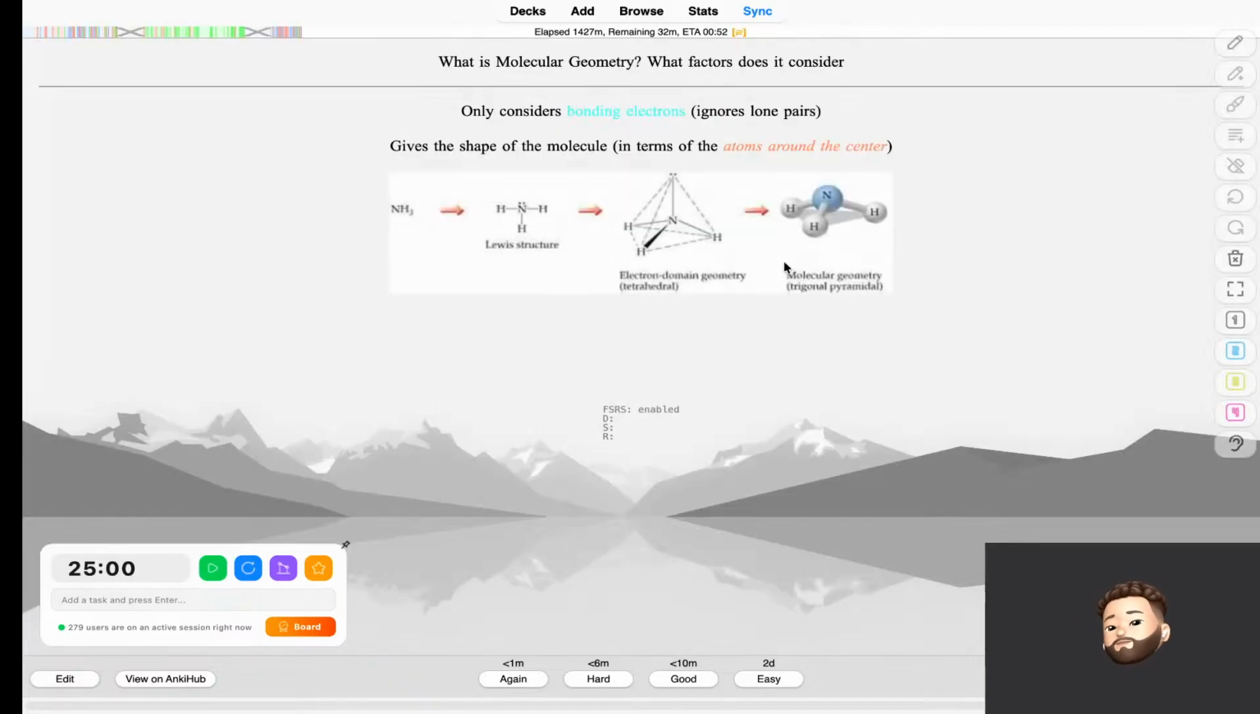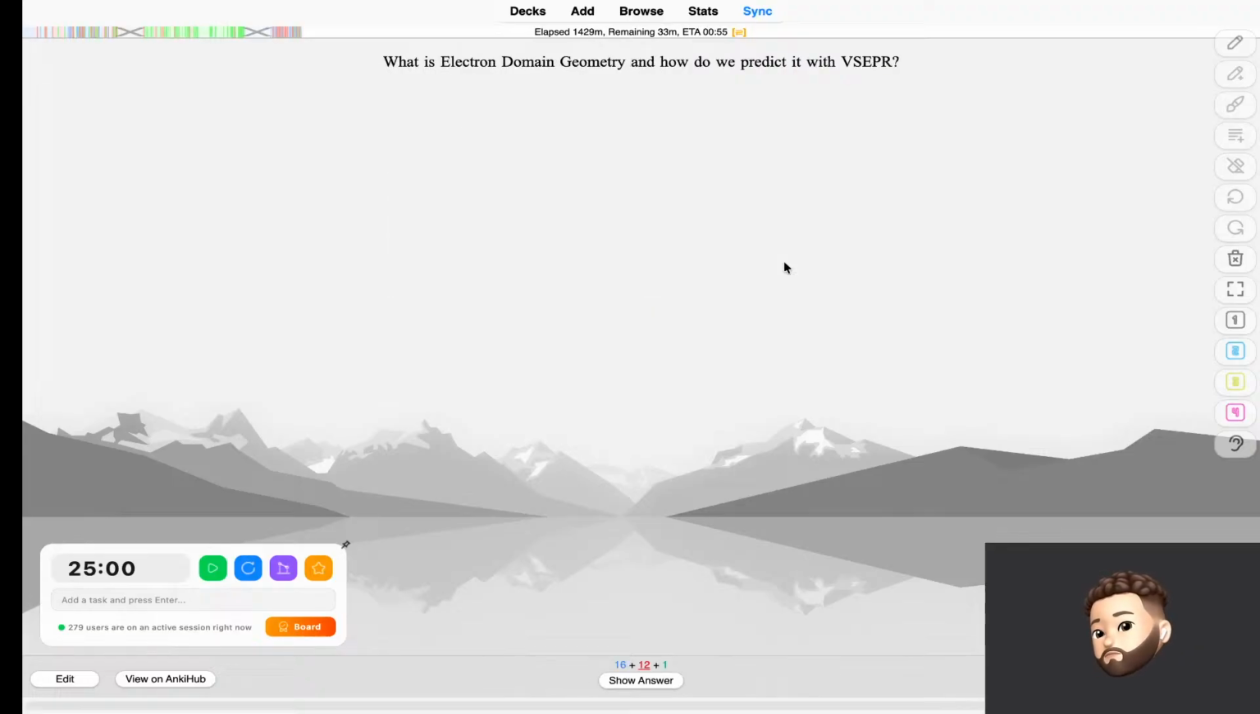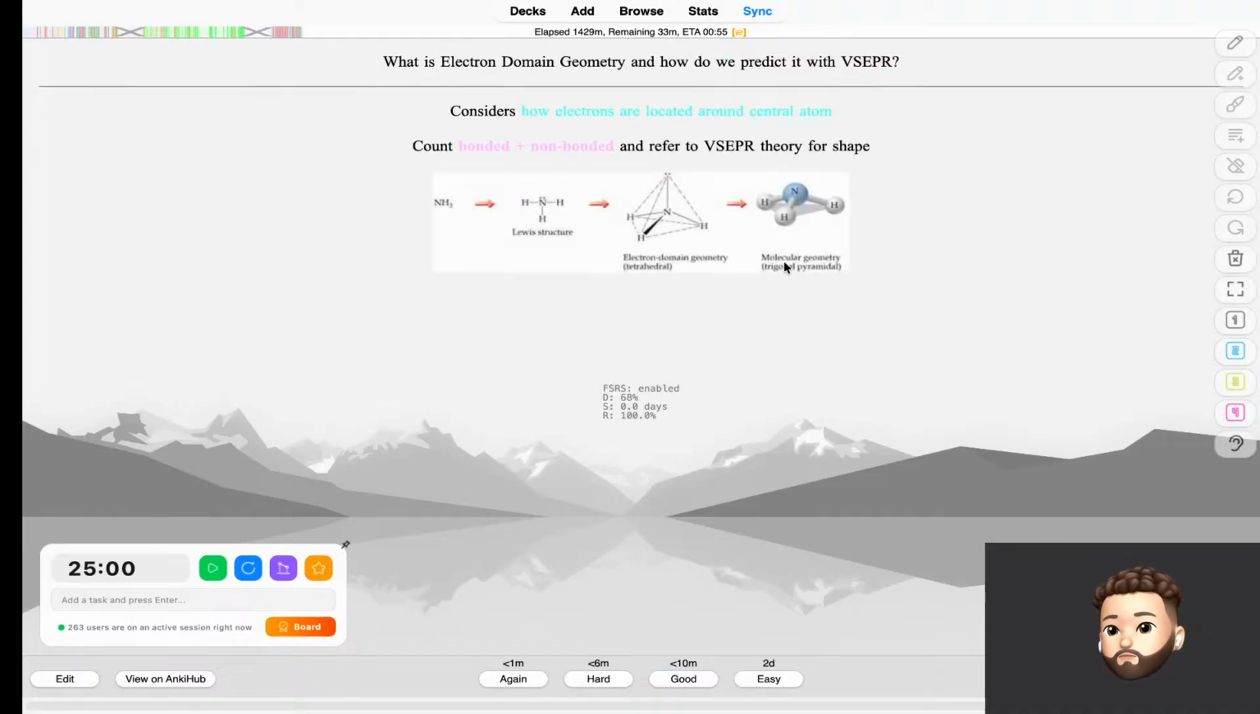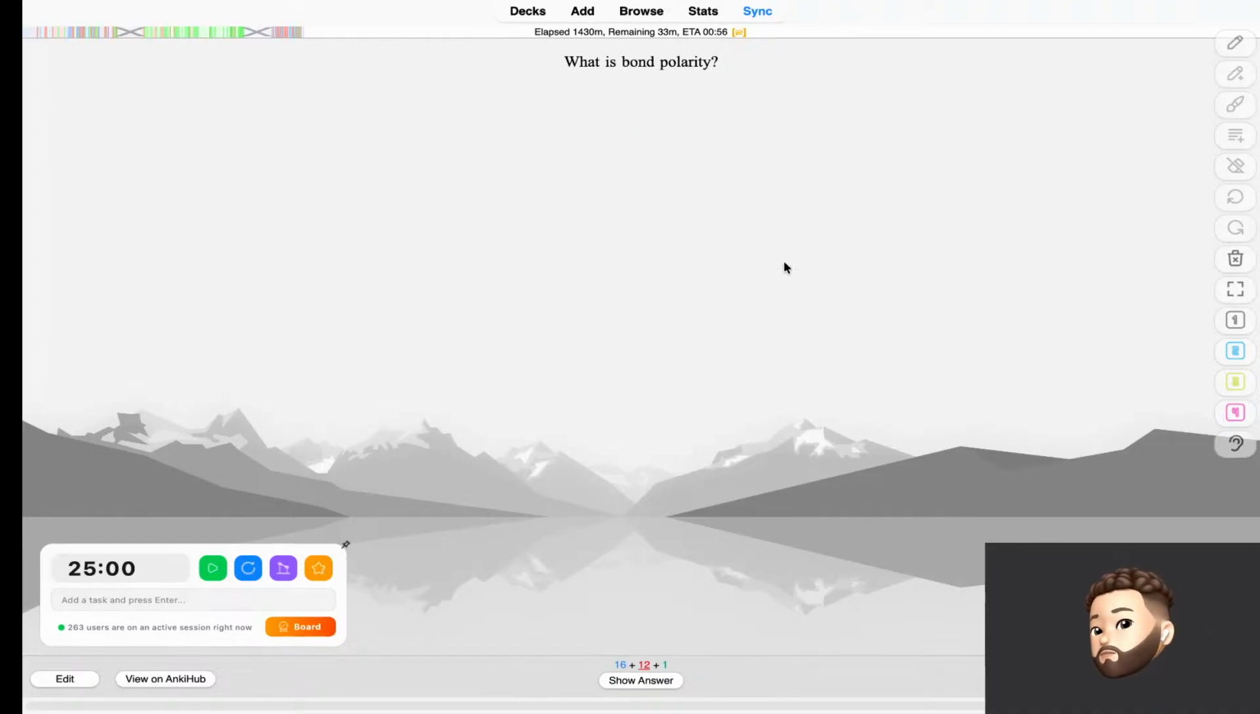Okay. What is electron domain? It considers the distribution of electrons around the molecule. We predict it by counting the bonding and non-bonded electrons and then referring to VSEPR for the shape. What is bond polarity? It's how equally the electrons are shared.